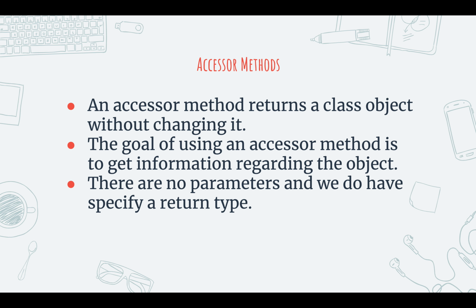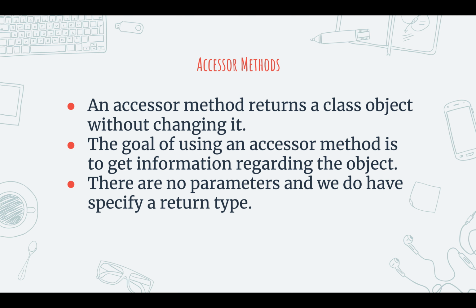When we're creating accessor methods, we will have no parameters, meaning nothing within the parentheses, and we do specify a return type. This is very important when we discuss mutator methods, because accessor methods and mutator methods are two different things, and they're very easy to grasp once you know what they ultimately do. So just remember, with accessor methods: no parameters, there is a return type.